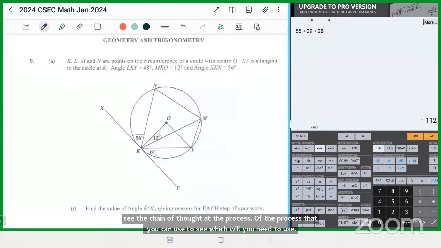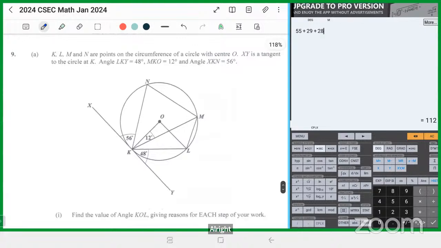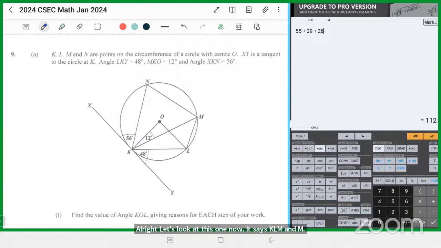All right. Let's look at this one now. It says K, L, M, and N are points on the circumference of a circle, center O. It says XY is a tangent. So this is a tangent right here.